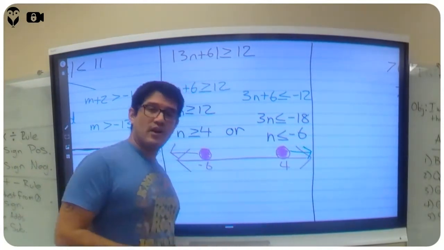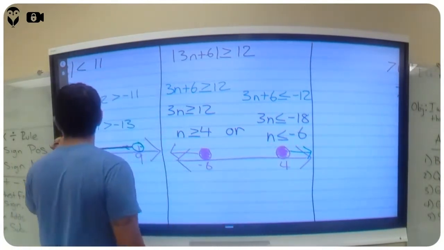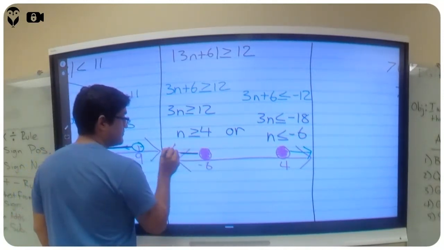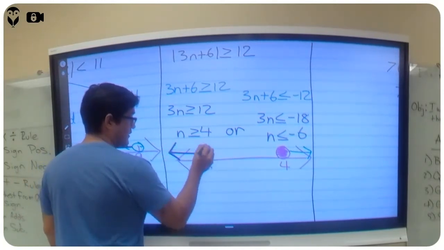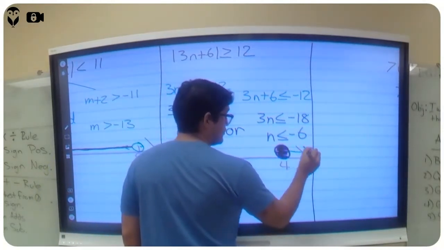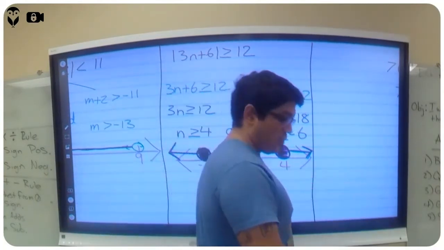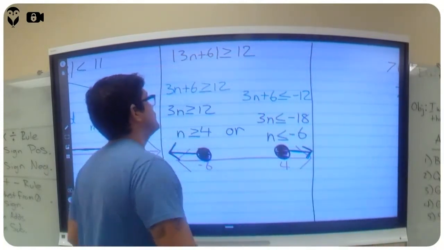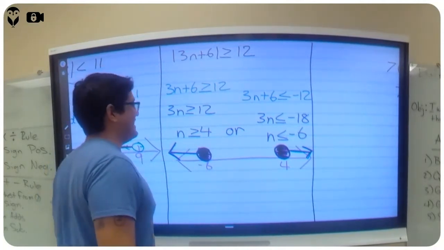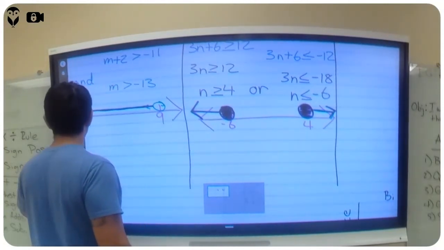Now in this one, they don't have to cross. It's this one or that one. I don't care which one, okay? Both of these are right. So if I was to make black all the correct answers, it would be all of this, including this, and all of this, including this, forever. So any answer less than negative 6 or any answer more than 4 will be a correct solution to this problem. So the greater than sign is treated like an or, and the less than sign is treated like an and.